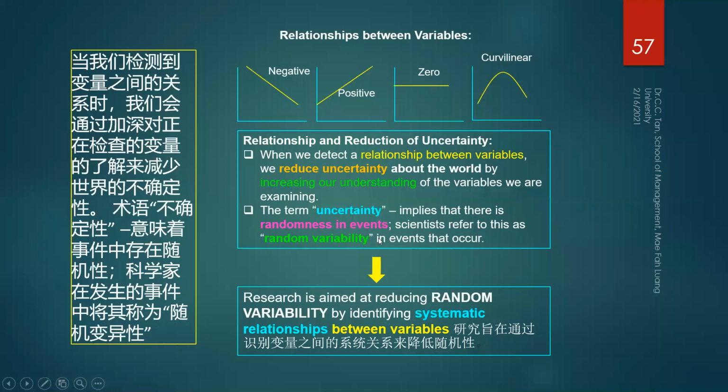Okay, so we are more capable of controlling in a more deterministic sense, rather than random variability in the very beginning, and we get a good understanding of their pattern and relationship, so that we can be more certain. So this is very important. Research is aimed at reducing the random variability by identifying the relationship. Okay, things like that.